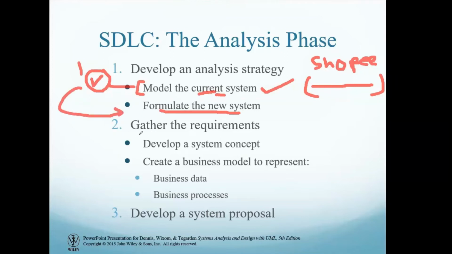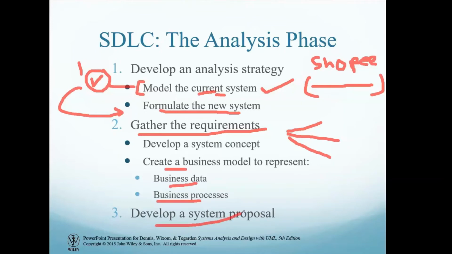Next one, gather the requirements. You need to know the requirements. What type of technology we will need, what type of developers we will need, what type of designers we will need, and so on. We will go into detail. The business data and the business processes, and then develop a system proposal. We will go through the system proposal in detail.